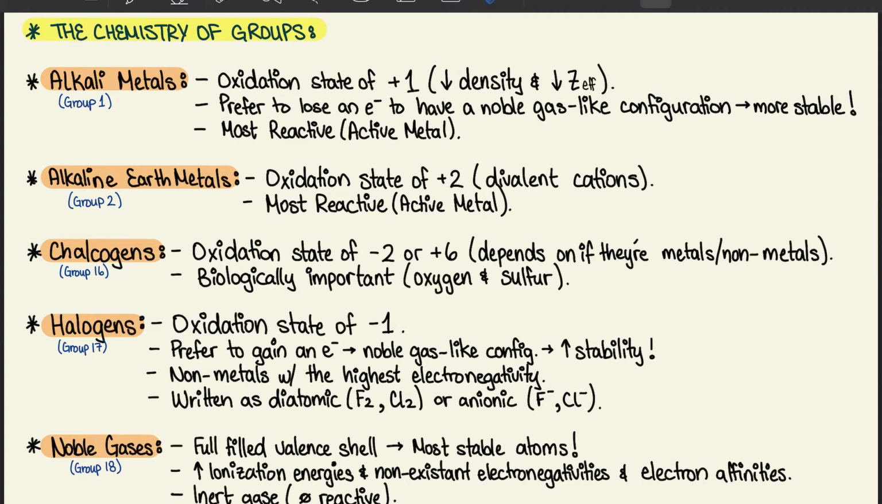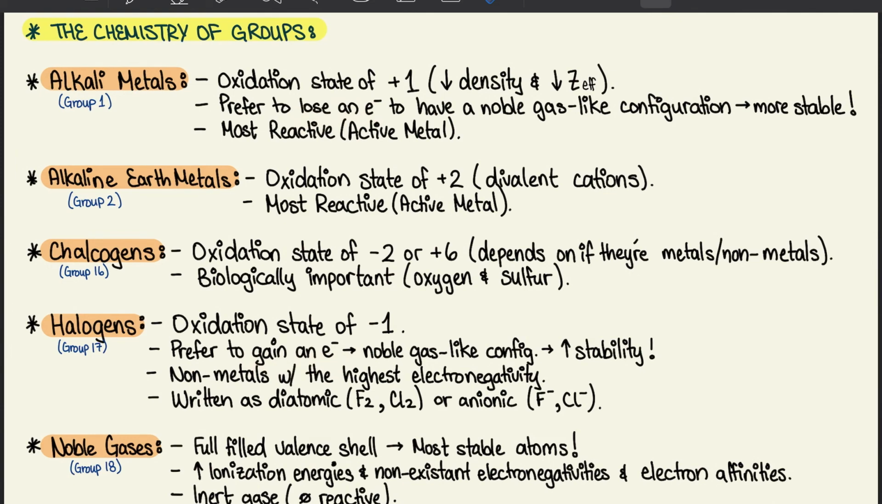So that's group 16. We're going to move to group 17, which is halogens, and these have an oxidation state of -1. And because it's -1, they prefer to gain an electron to achieve that noble gas-like configuration, which increases their stability. So they are opposite from the alkali metals in group 1, like we noticed before. Whereas alkali metals are trying to lose an electron, halogens are trying to gain that 1 electron, so they make a perfect pair.